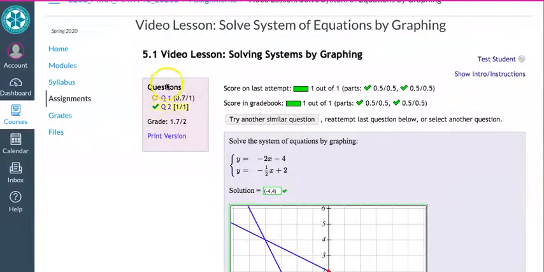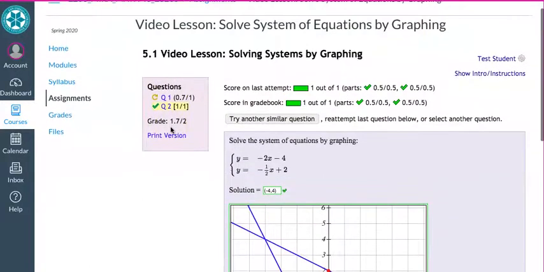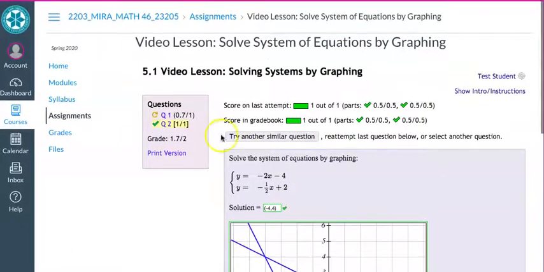Once you've watched the video and completed your questions, then you don't have to do anything else. This is automatically saved, and it actually puts it automatically in my gradebook, and that's it. That's a typical video lesson.